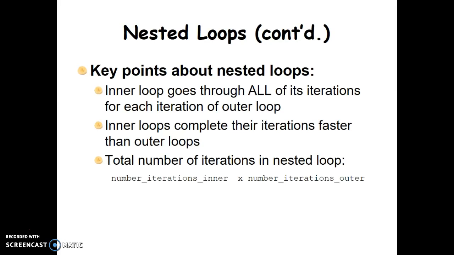Things you have to remember about nested loops: the inner loop goes through all of its iterations for each iteration of the outer loop. The inner loops complete their iterations faster than the outer loops. And the total number of iterations in a nested loop is the number of iterations of the inner loop times the number of iterations of the outer loop. So that's how you figure out the total number of repetitions. Now we're going to take a look at the magnifying glass exercise and work through that so you can really see how to set up these nested loop structures.